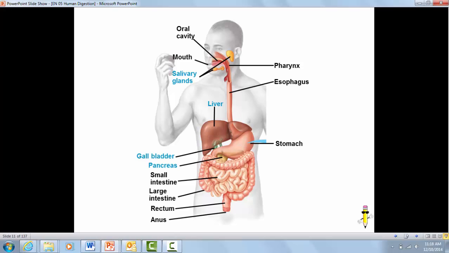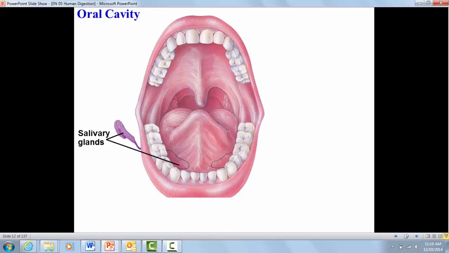The accessory organs in this picture are labeled in blue to help remind you that they're not actually part of the food tube, but they do still have a special role in secreting different enzymes and different chemicals to help break down food. We're going to start our journey of our hamburger in the oral cavity.